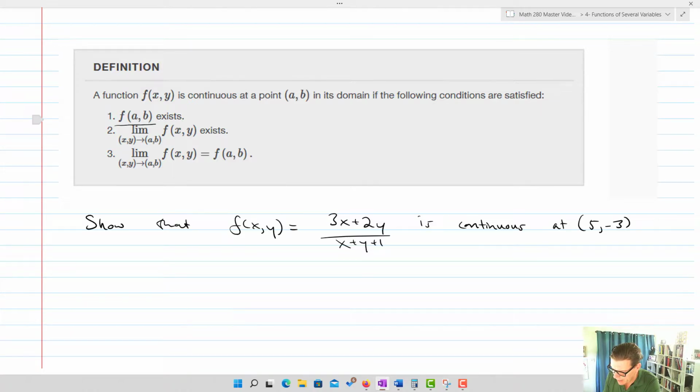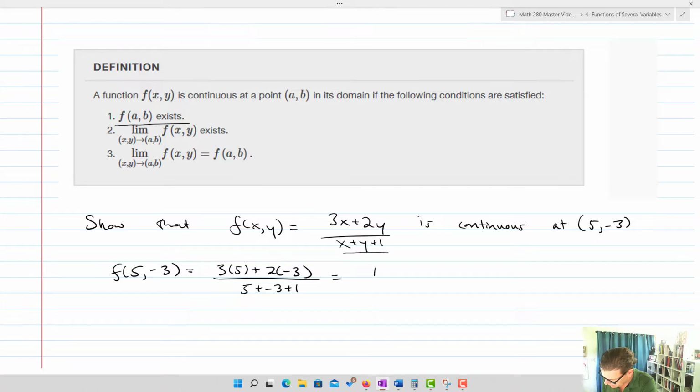So, 1, we need to show that f(a, b) exists. You'll note that the denominator will only be undefined when x + y + 1 equals 0. That's not going to be the case for (5, -3). So we'll just find f(5, -3), which equals (3 times 5 plus 2 times -3) over (5 plus -3 plus 1). That's 15 minus 6 divided by 3, or 9 divided by 3, which equals 3. So check for step 1. Yep, f(a, b) exists.